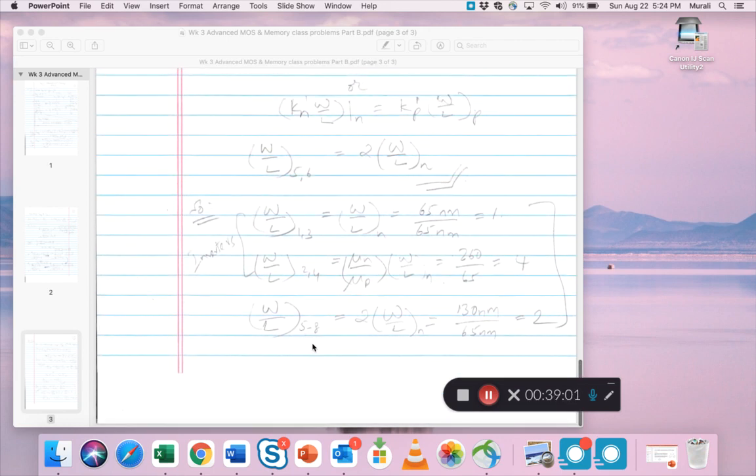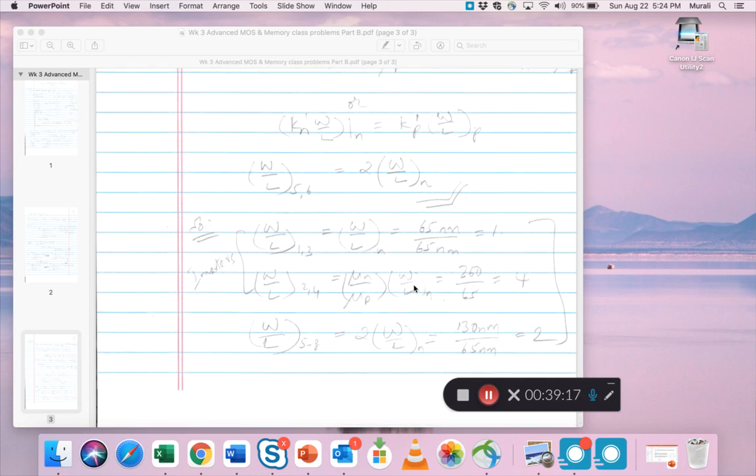Lastly, W by L 5 to 8 from here is 2 times W by L N, which is 65 by 65 into 2. So that gives you 2. Okay, so these are the answers to the numbers part of this problem.